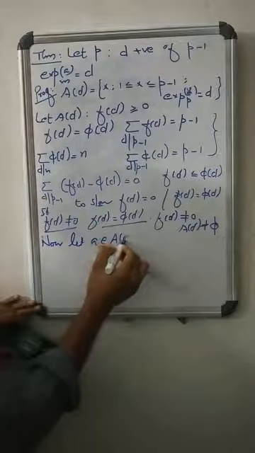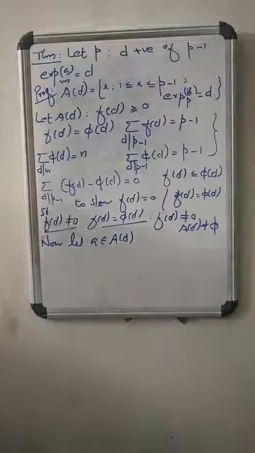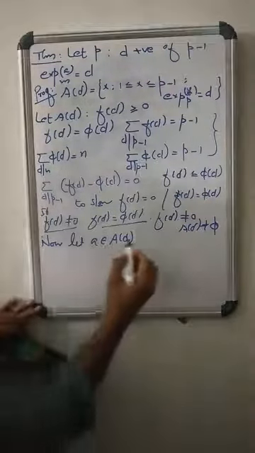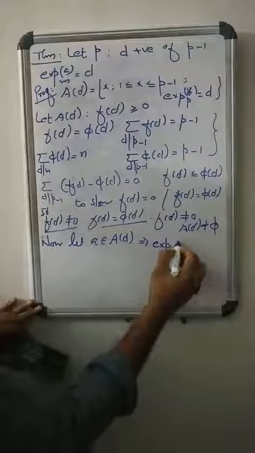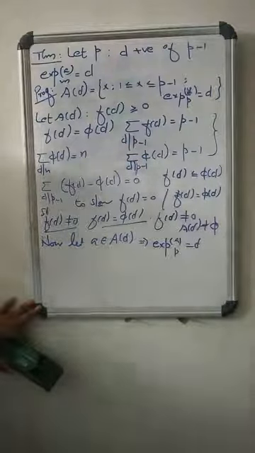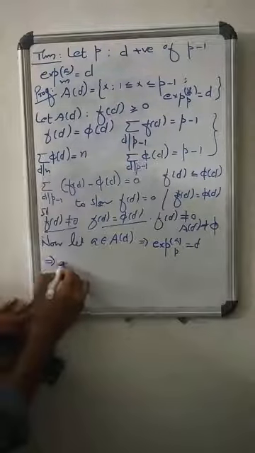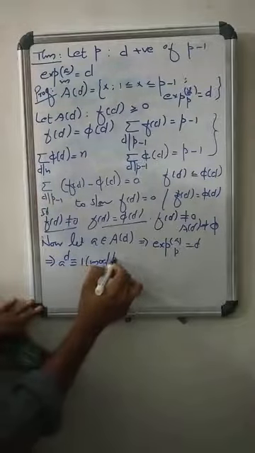What is A of d? A of d is the set of all x, with x ranging from 1 to p minus 1, with the exponent of x mod p being d. So a falling in A of d means the exponent of a mod p equals d. The exponent of a mod p equals d means what? a power d is congruent to 1 mod p.